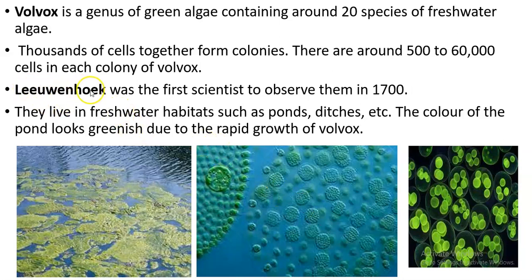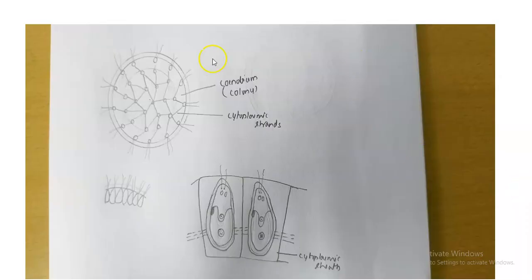Anton van Leeuwenhoek was the person who first observed and reported it, in 1700. They live in freshwater habitats like ponds. This is the drawing that I have made, and I apologize for the lack of neatness. This is the colony, and the outside circle that you see in all drawings is the mucilaginous sheath, which is created around each single cell of Volvox.